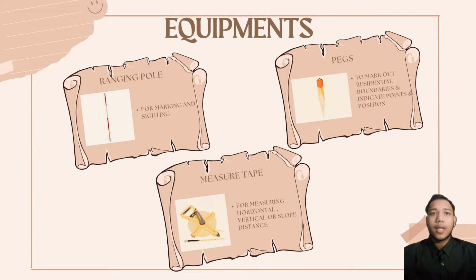First we have the ranging pole. The ranging pole is used for marking and sighting. Next we have the measuring tape. The measuring tape is for measuring horizontal and vertical slope distance. And next we have pegs. Pegs are used to mark out the boundaries and indicate points and positions.